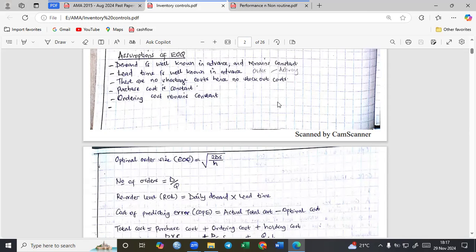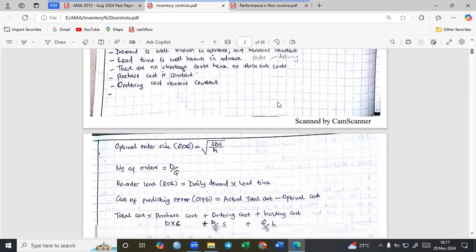There is no shortage cost or stock out cost, so we assume that there is no stock out cost. But for the stochastic model, the assumption is that we have stock out cost. For what we did in MA, there was nothing like stock out cost. Purchase cost is also constant. Ordering cost also remains constant.